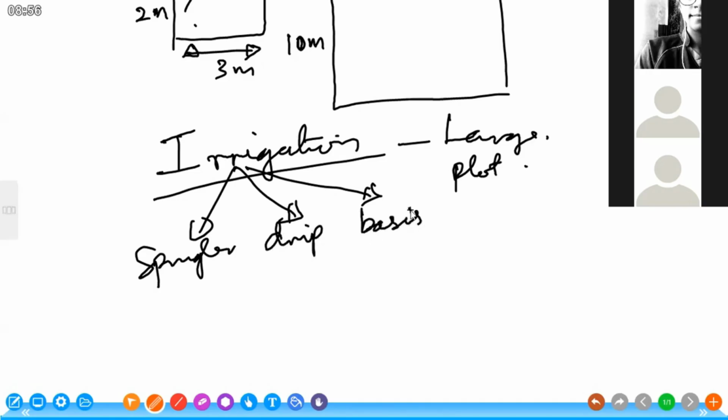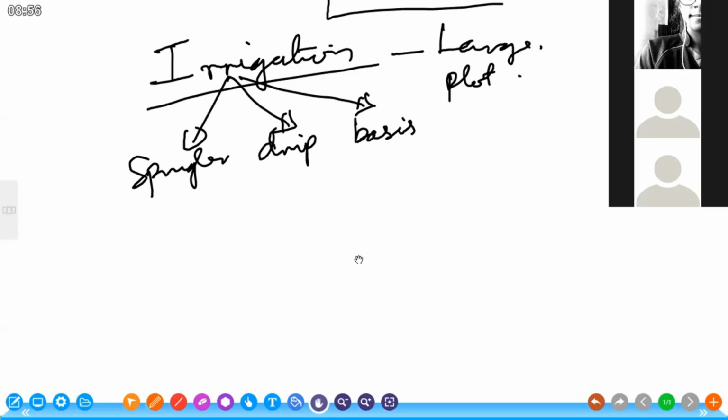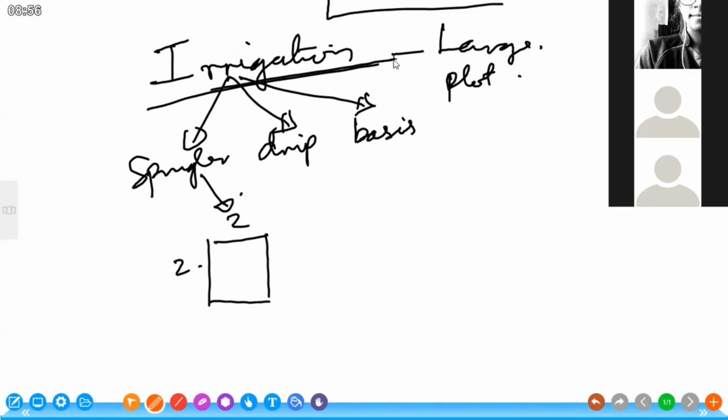So you see, if it is 2 into 2 meter, can I fix a sprinkler irrigation in 2 into 2 meter? Will it be possible? Sprinkler irrigation needs a large area, isn't it? As an example. So it needs a large area, not a small area. Sprinkler cannot be practiced in a small area because it goes as a circle. So this kind of factors need a large plot.